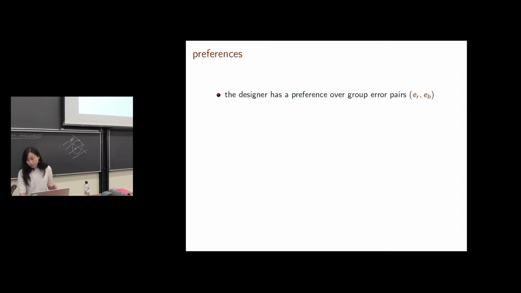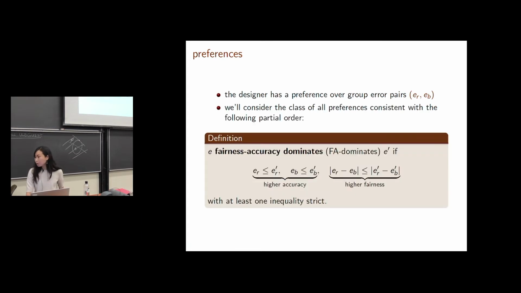Really the crux of the paper is we're not imposing a single preference over these error pairs. Instead, we're going to consider a broad class of preferences that are consistent with a rather weak partial order. We're going to say that a pair of group errors E fairness-accuracy dominates another pair E prime if E involves lower errors for both groups, which we think of as higher accuracy, and moreover, the gap between the two groups' errors is lower under E compared to E prime, which we think of as higher fairness. So if E improves on both accuracy and fairness relative to E prime, the designer must prefer E.